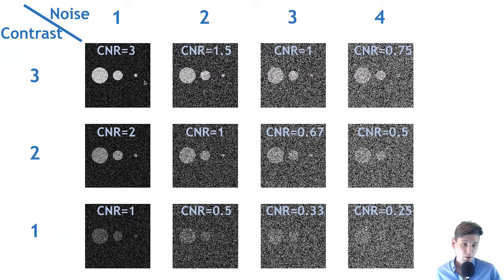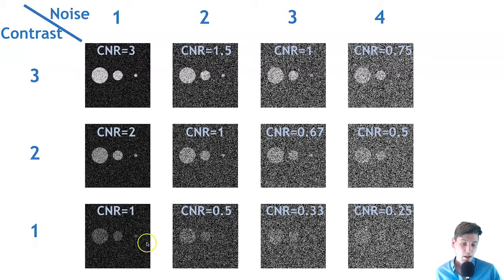Then we go to lower contrast, so that's a contrast of 3. If we go to a contrast of 2 and do the same thing, going across, now it's basically impossible to visualize that small object in the noisy background at our lowest contrast to noise level.